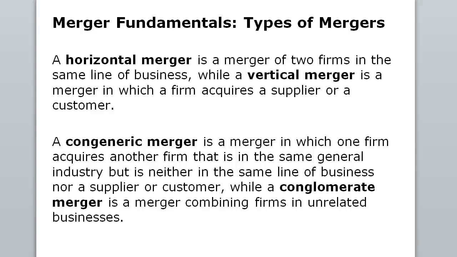Now, a congeneric merger is a merger where one firm acquires another firm in the same general industry, but neither in the same exact line of business. So it's neither supplier nor customer. In addition, a conglomerate merger is a merger combining firms in unrelated industries or businesses.